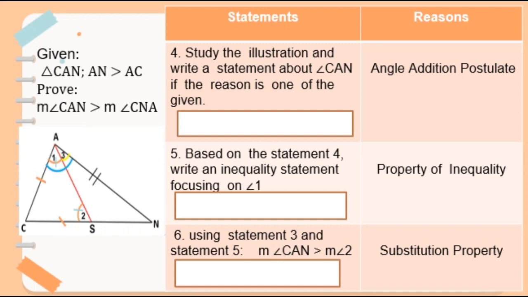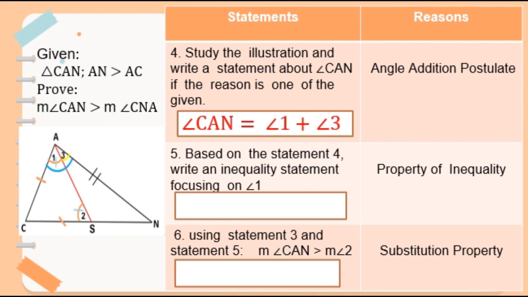For our fourth statement, study the illustration and write a statement about angle CAN if the reason is one of the given. So as you can see in our illustration, angle CAN consists of two angles. So angle CAN is equal to angle 1 plus angle 3. The reason is angle addition postulate.